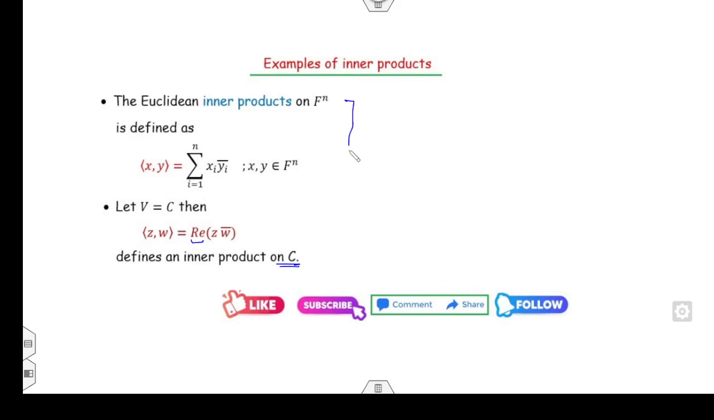Inner product इसे कब कहेंगे बच्चों हम? When it satisfies my 5 properties, जो मैंने आपको inner product की definition में बताई हैं. If it satisfies all the 5 properties, then we can say this is an inner product. We will prove that it's an inner product space as well.